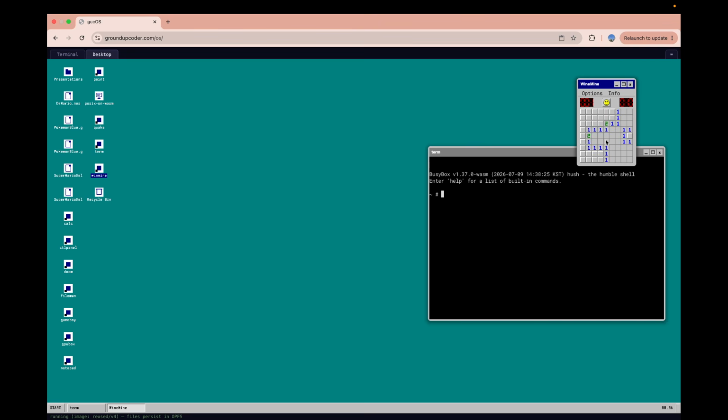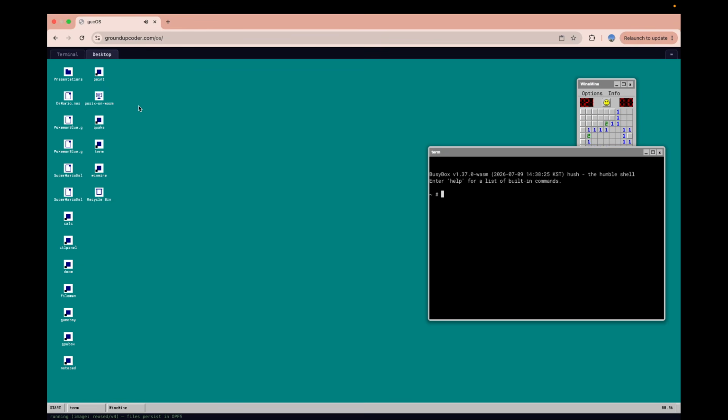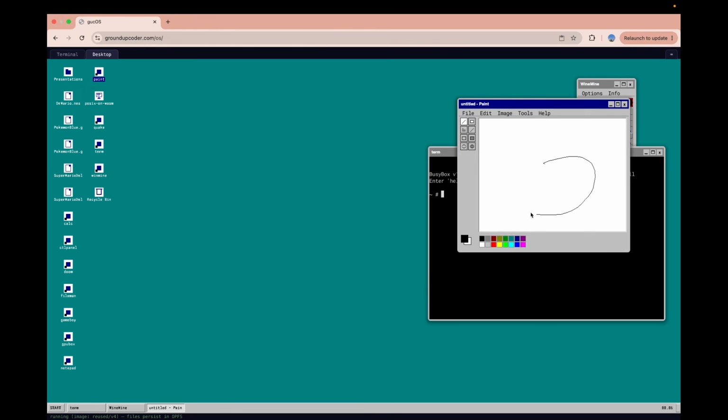It's got a Minesweeper. It's got a little terminal. It runs real BusyBox, which I think is pretty cool. Granted, Hush is probably the easiest shell you can possibly port, but it's a real shell. And then you got Quake. Yeah, but it takes your pointers. I'm not gonna keep that open. And then I got a little paint program here.